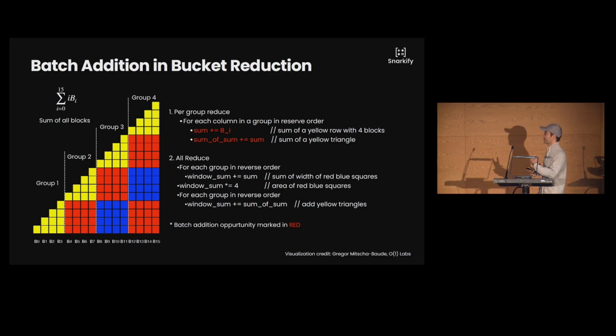So how to add them with this batch addition? First of all, you partition those buckets into groups.